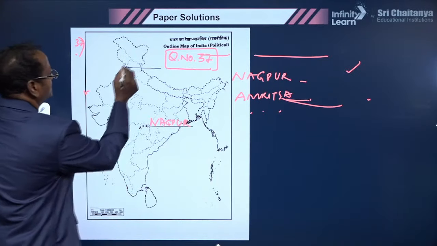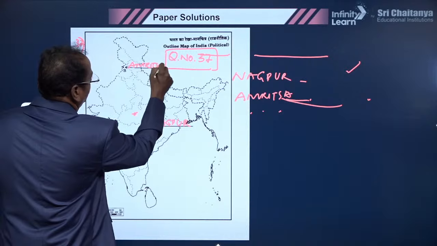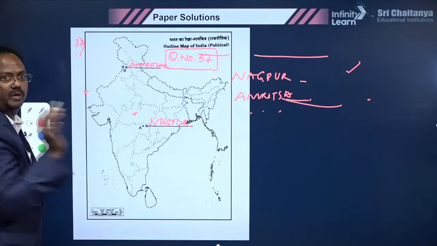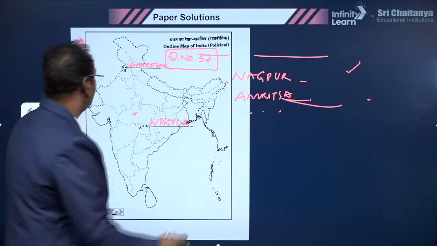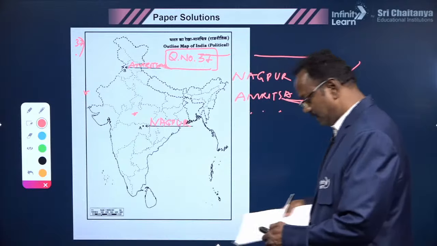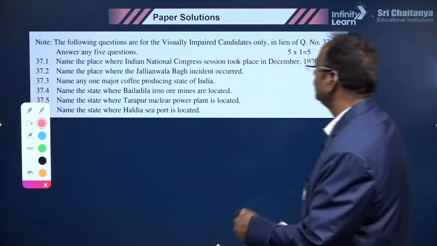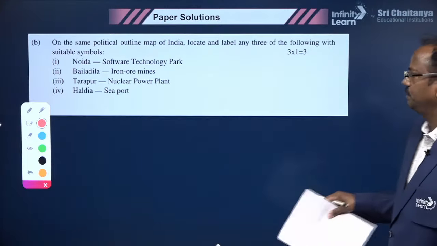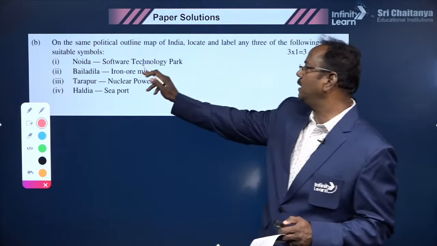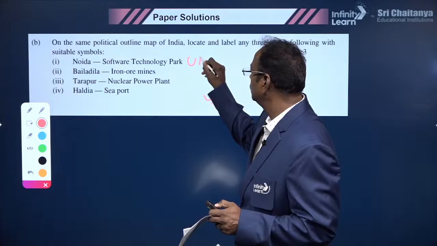Then the second one is Amritsar. A and B are already given, so you need not write the question here. So A is Nagpur and B is Amritsar. Then coming to the next one, this is for visually impaired, and this is level B, 37B. Noida, a software technology park, is in Uttar Pradesh.